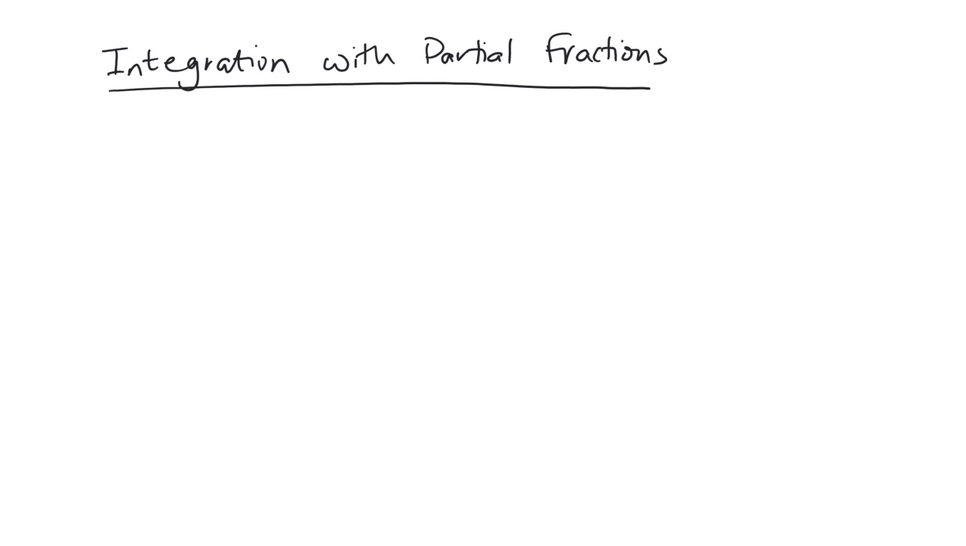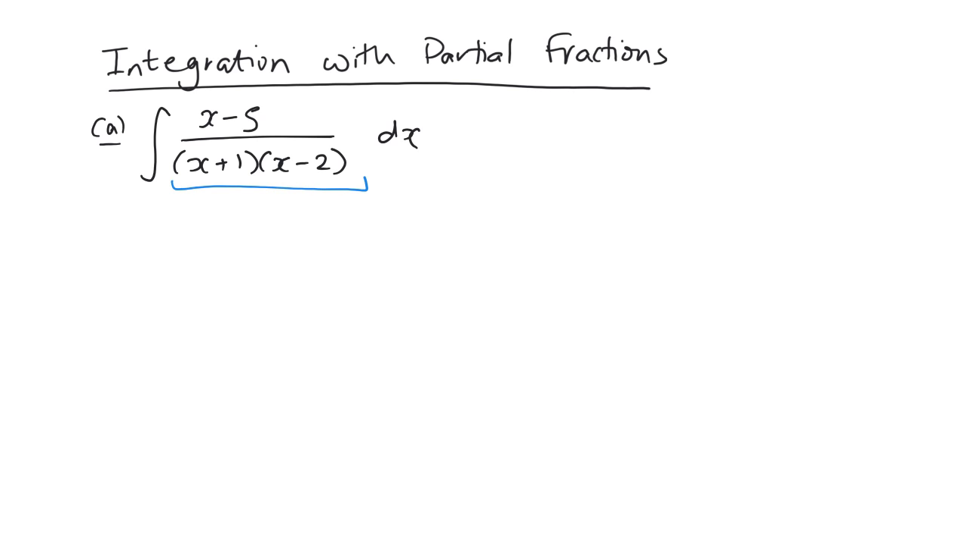Okay, we're going to look now at integration with partial fractions. So our first one then, we're going to integrate (x minus 5) over (x plus 1)(x minus 2) with respect to x. Now sometimes the first part of the question is to write this part here as partial fractions, and we'll come back at the end about how to recognize these questions.